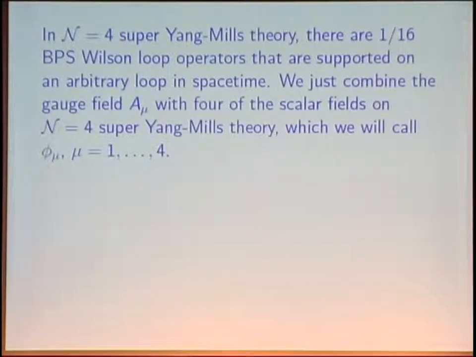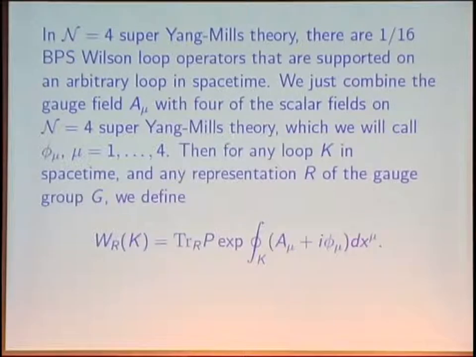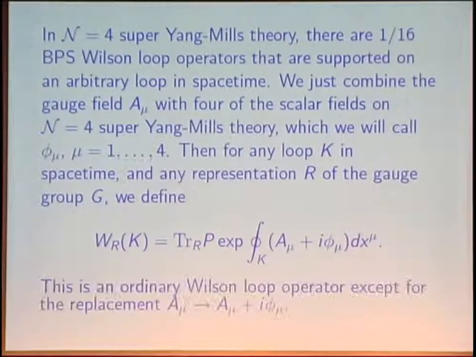So you simply combine the gauge field A_mu with 4 of the scalar fields, which I'll call phi_mu. Mu runs from 1 to 4. And you define the ordinary Wilson loop operator, except that instead of A, you use A plus i phi. And then R is a representation of the gauge group. K is a loop over which you integrate, usually the gauge field, but here you integrate A plus i phi. So the Wilson loop operator, with this simple change, is invariant under 1 supersymmetry.